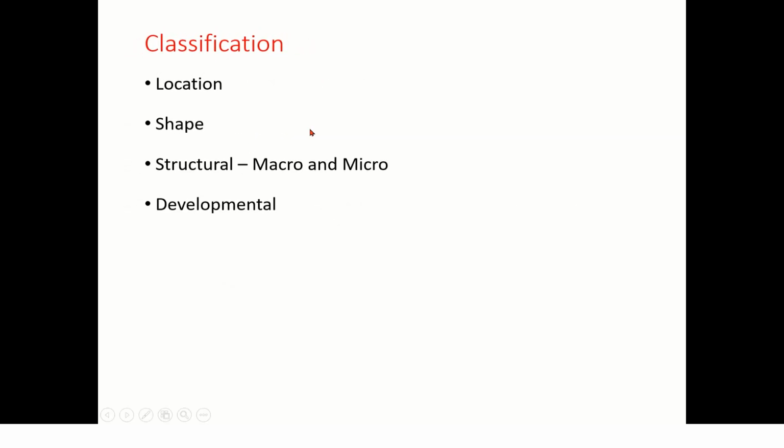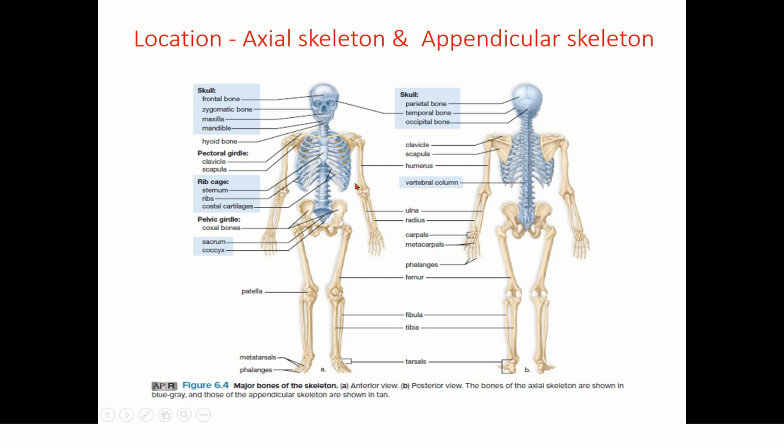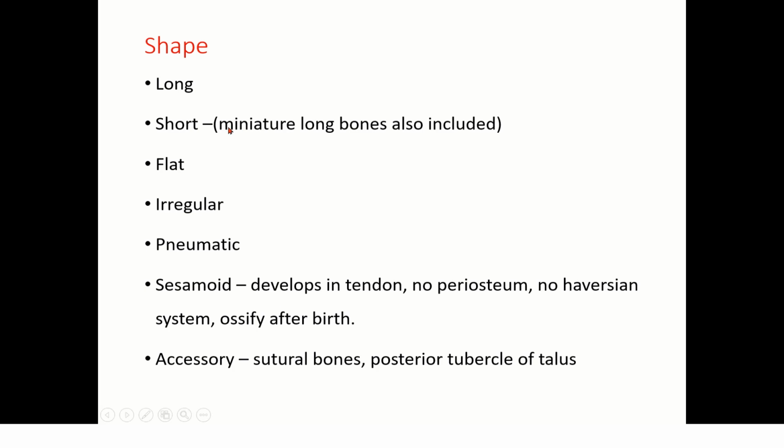So classification: depending on location, depending on shape, depending on the structure, the macroscopic structure and microscopic structure, and developmental. So depending on location, bones can be classified as axial skeleton and appendicular skeleton. You can see here the skull, the vertebrae, ribs, sternum, all these are axial skeleton, whereas the limb skeleton are the appendicular skeleton. So depending on shape, long bones, example femur, tibia, fibula, humerus.